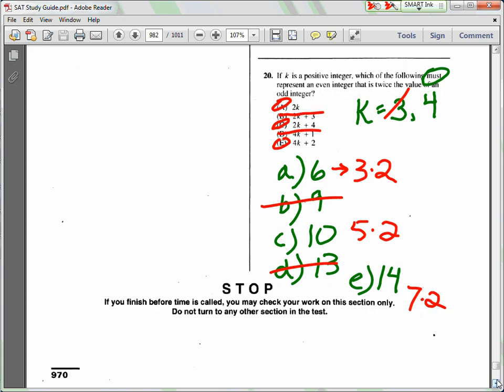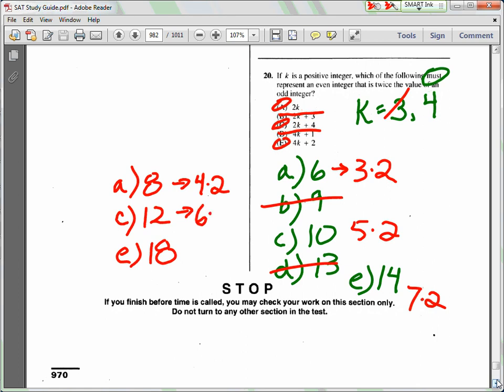Okay. So for A, we get 8. For C, we get 12. For E, we get 18. So they're all even integers. Are they even integers that are twice the value of an odd integer? This is not, because this would be 4 times 2. This is not, because this would be 6 times 2.